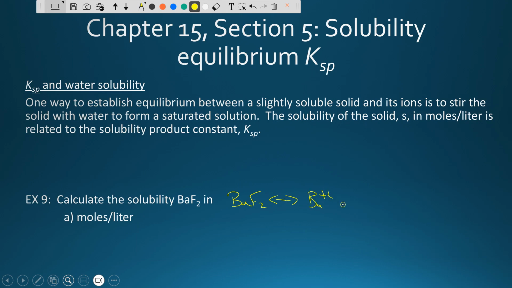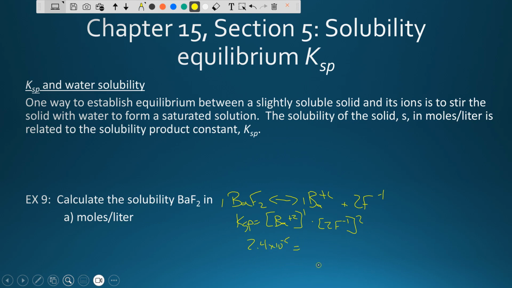We have barium and we have 2 fluorines. Okay, I found my Ksp is going to be equal to my barium. There's only one of those times, remember, this is one of these, so we're doubling my fluoride, and it's going squared. And so looking up barium fluoride on the table, I see 2.4 times 10 to the negative 5.